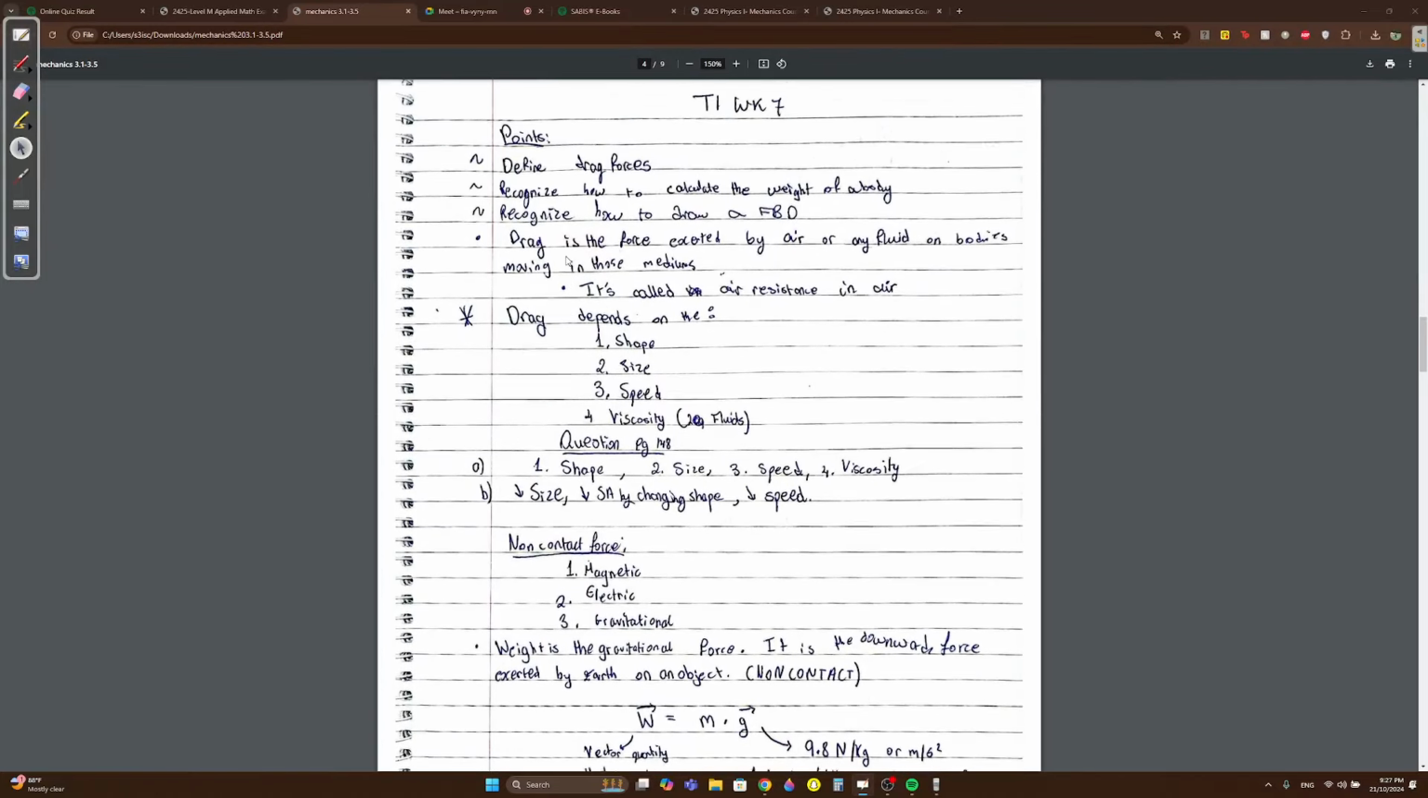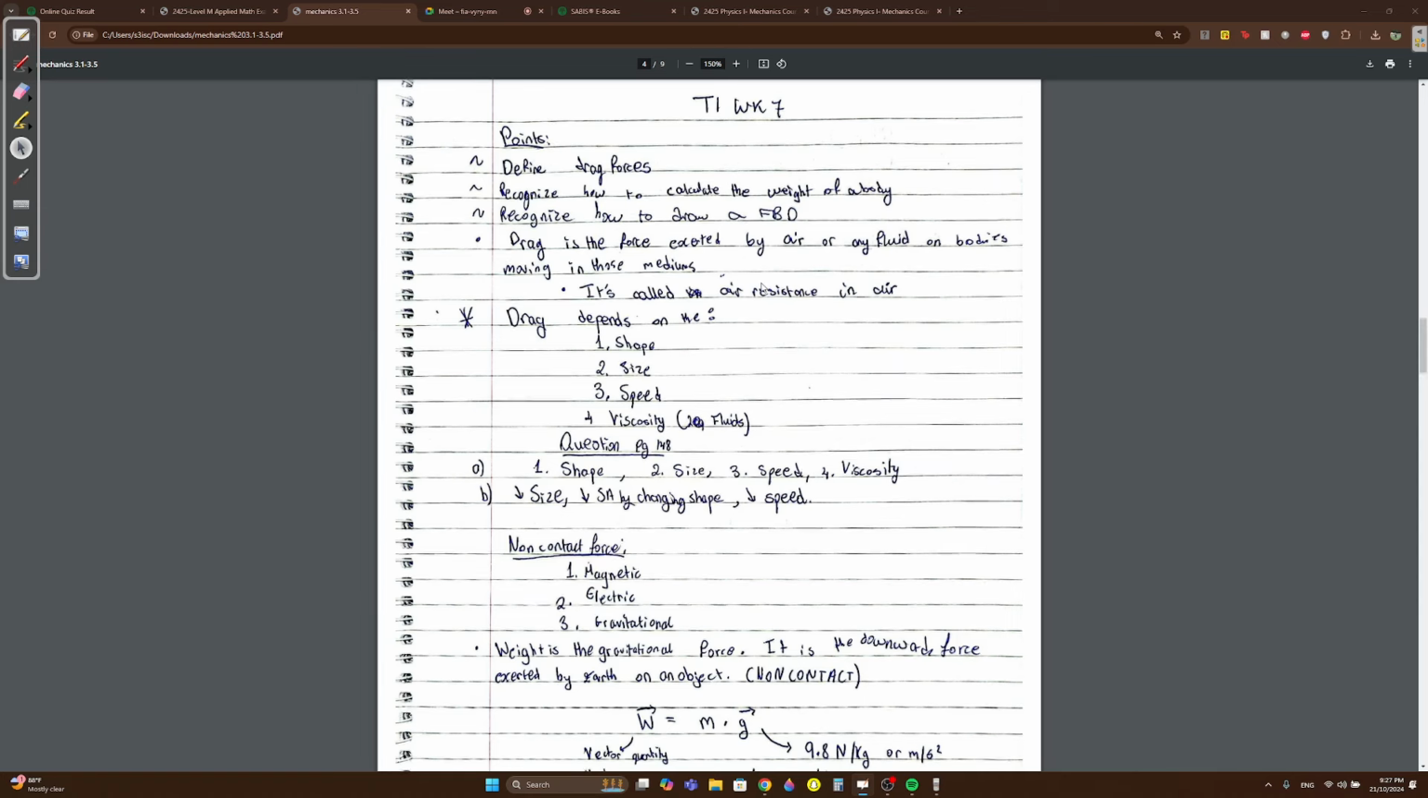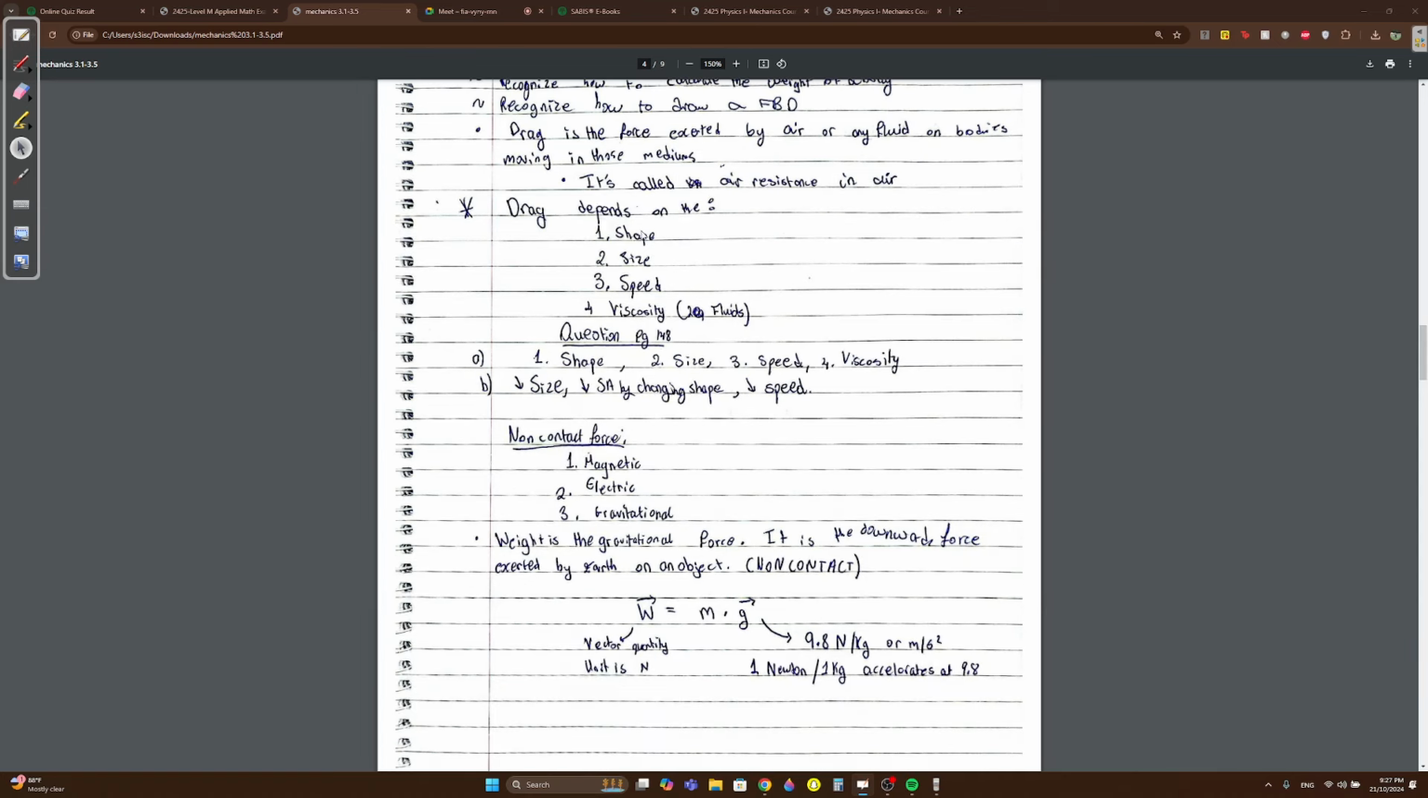Drag is the force exerted by air or any fluid on bodies moving in the medium or in that material. In air, what do we call it? Air resistance. What does drag depend on? Surely on the shape, the size, and the speed, and if it's in a fluid, viscosity.